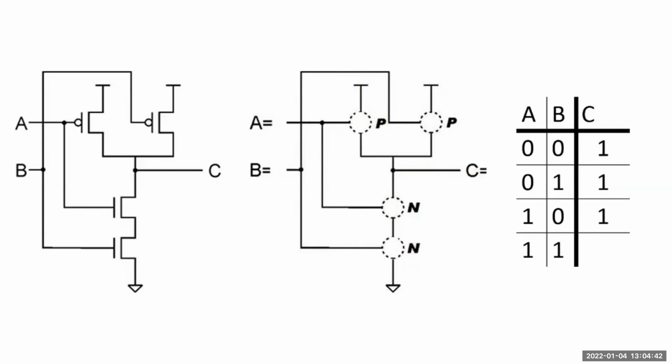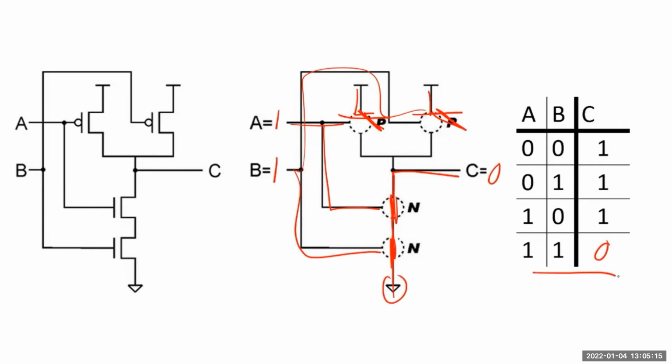All right, one last combination to go. We got A is 1, B is 1. That means A is going to be an open on this PMOS, B is going to be an open on this PMOS, and then A is going to result in a short on this NMOS, and B is going to result in a short on this NMOS. So now we have a path between ground and the output. So our output is 0, and we have no paths between VDD and the output. So that reinforces that this is a 0.